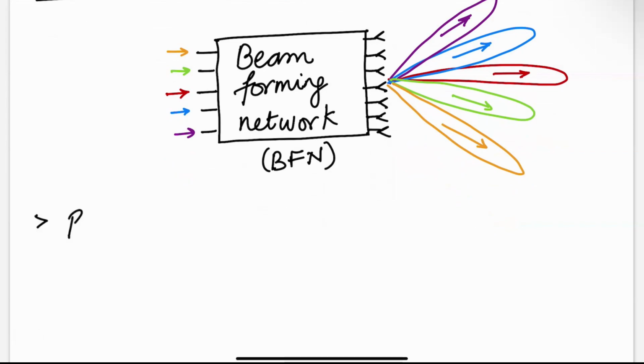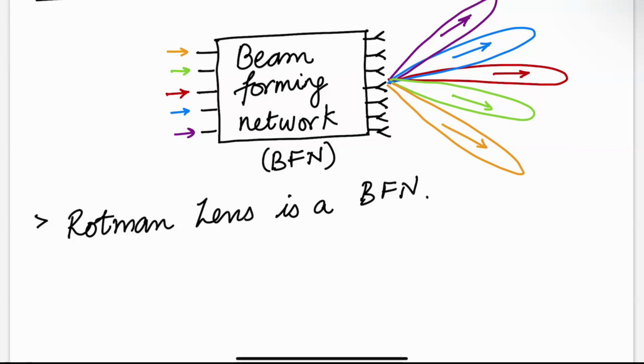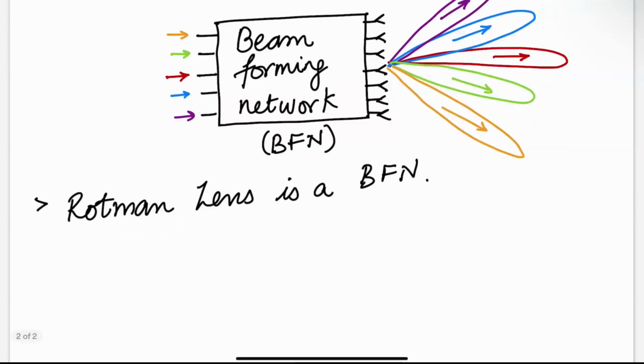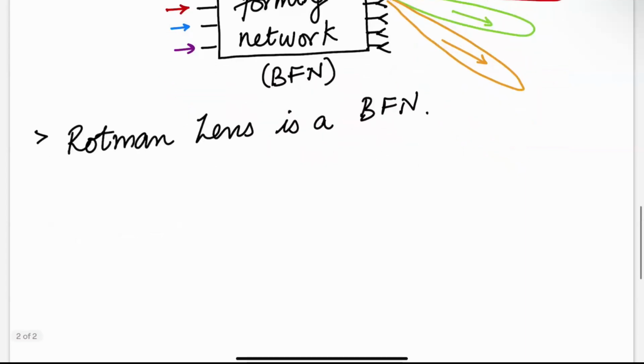Today we'll talk about something specific. That's the Rotman lens, which is a beamforming network. It's essentially a microwave version of a lens design, and we'll see why that is.